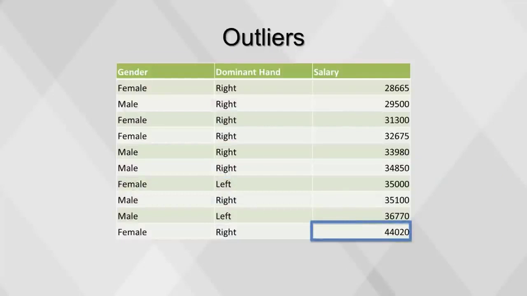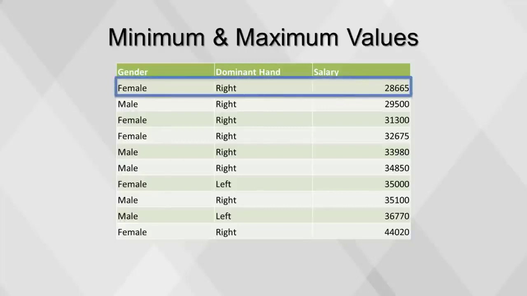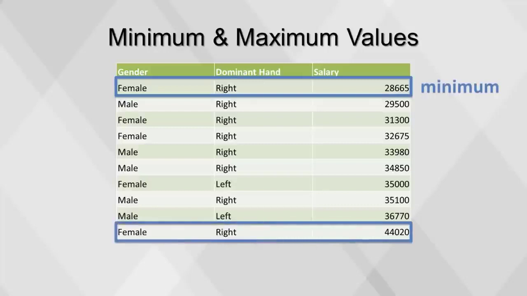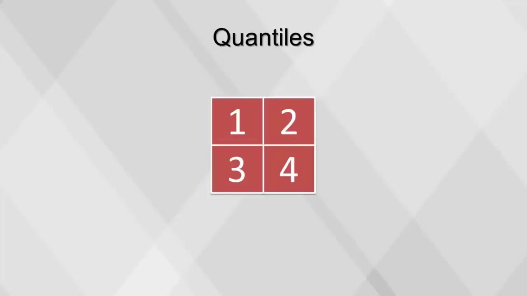In our example, the value of $44,020 is an outlier from the rest of the values. The mode is the most commonly occurring value. In our sample dataset, no values occur more than once, so there is no mode. As we've already noticed, the minimum and maximum values are $28,665 and $44,020. A quantile is a set of values that divide a frequency distribution into equal groups, each containing the same fraction of the total population.